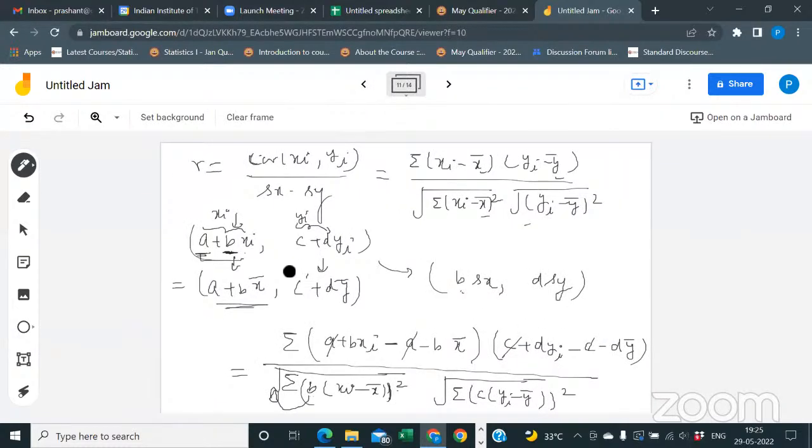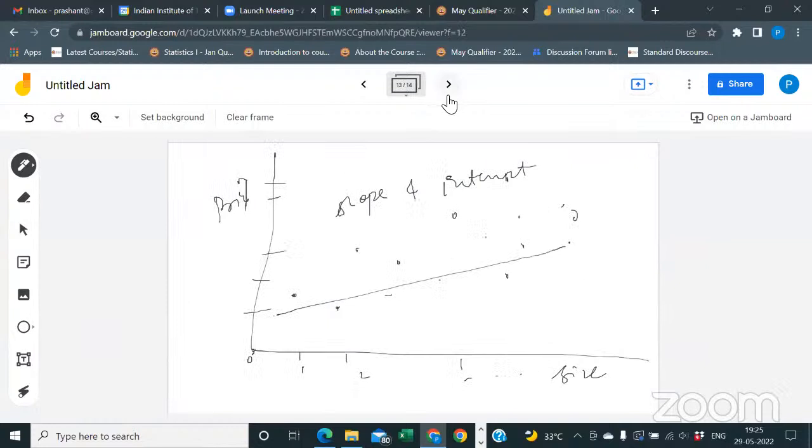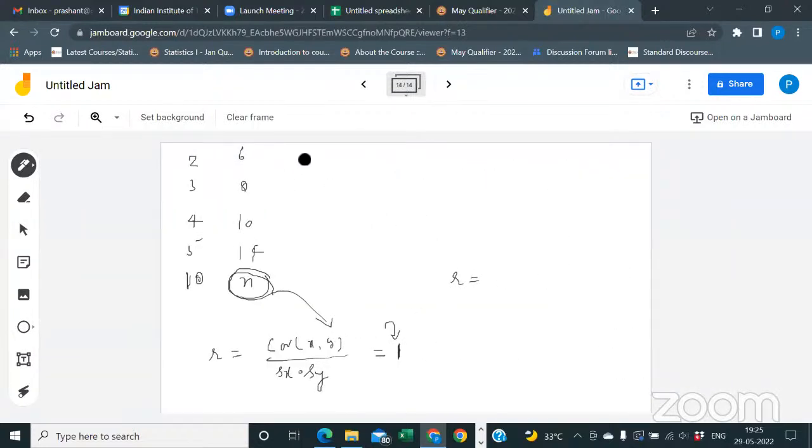See, there is a property. If you add or multiply something in each observation, then you will get r equal to r only when your b and c have the same sign. Now, in here you have to find the relation. Then you have to think, and try to do it by this.